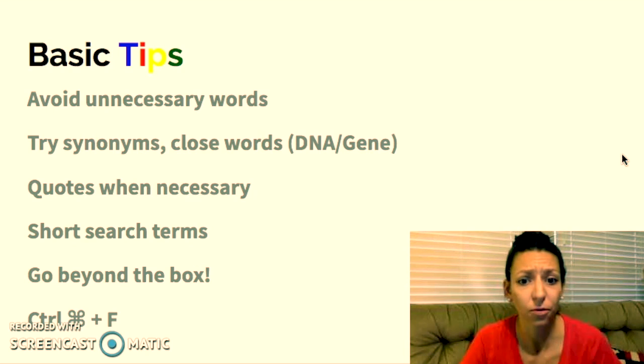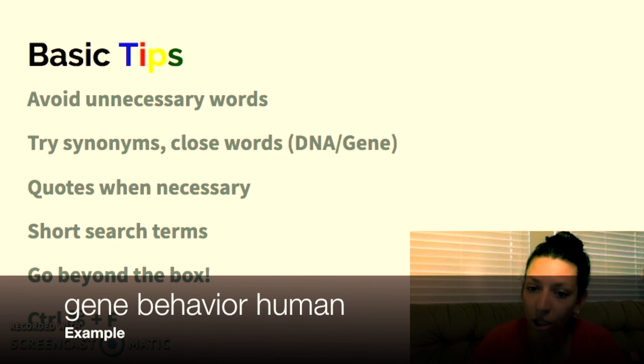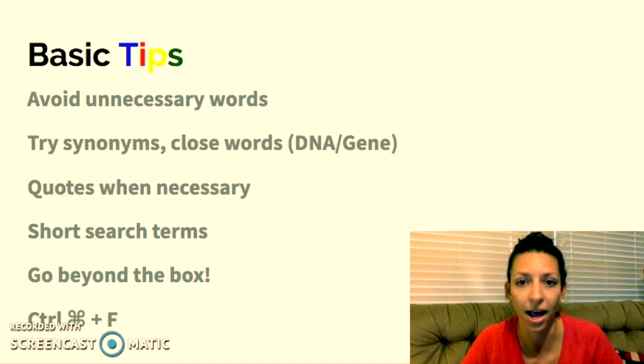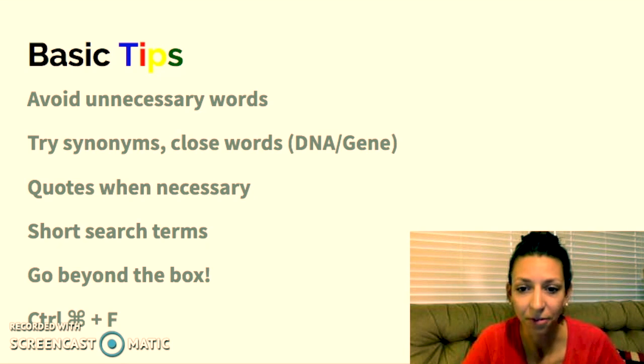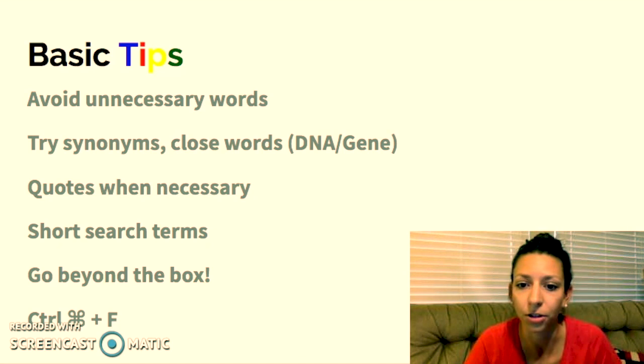If you can't find what you're looking for, try synonyms or close words. For example, if you're interested in finding out how genes or your DNA affect your behavior, you might want to look for DNA behavior human, or then switch to gene behavior human, or maybe you can even throw in a how there, but you don't have to type out an entire question. And because those things are similar, your DNA is what your genes are made of, then you can use them interchangeably when you're doing a search, because maybe there could be a really good article out there that just has that different term in the title.